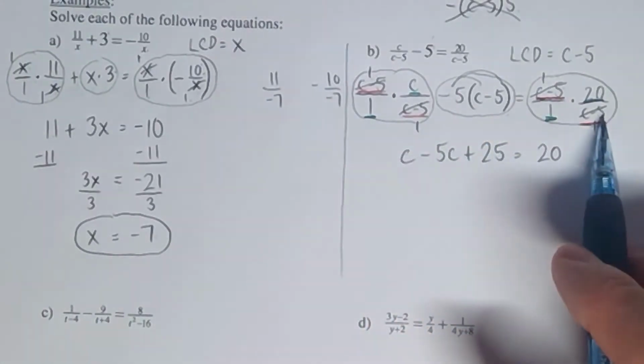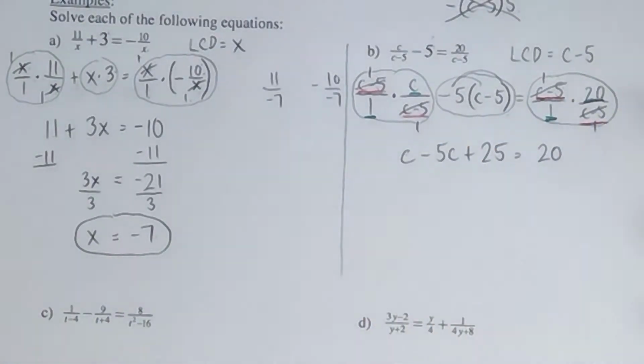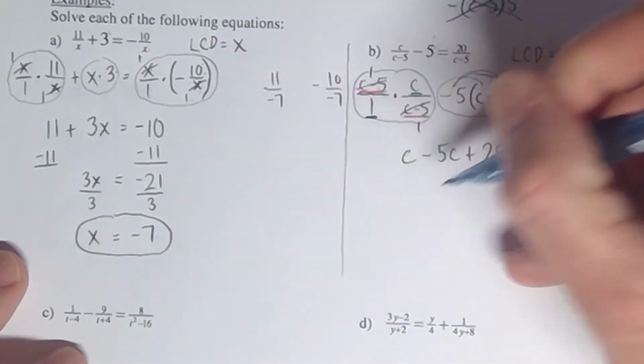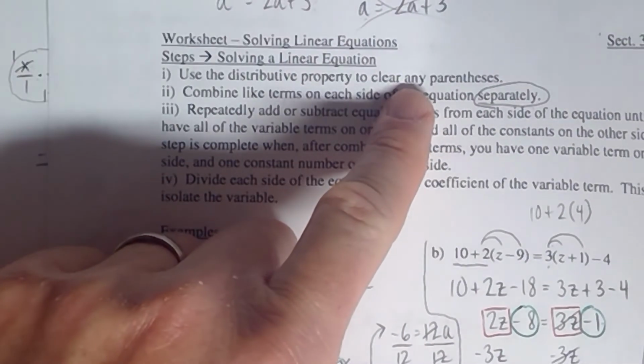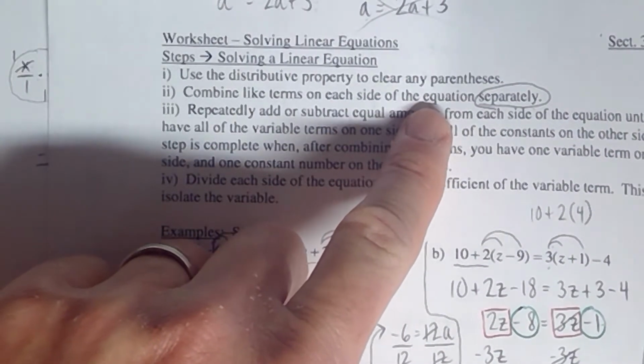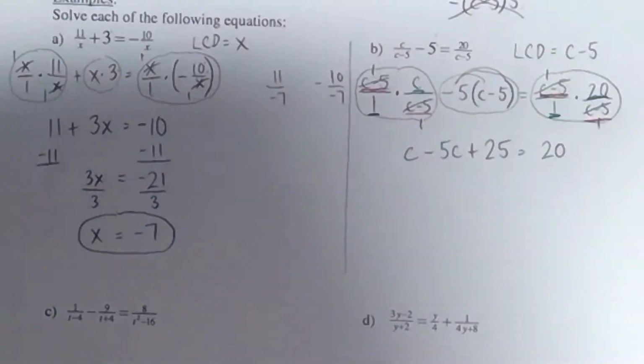That's the toughest part of the problem, making sure you do that correctly, but now we've got a nice normal linear equation. There's no c squareds right there, so it must be linear. And there's no parentheses. Remember, when we solve linear equations, we clear the parentheses. There's no parentheses. Then we combine like terms.